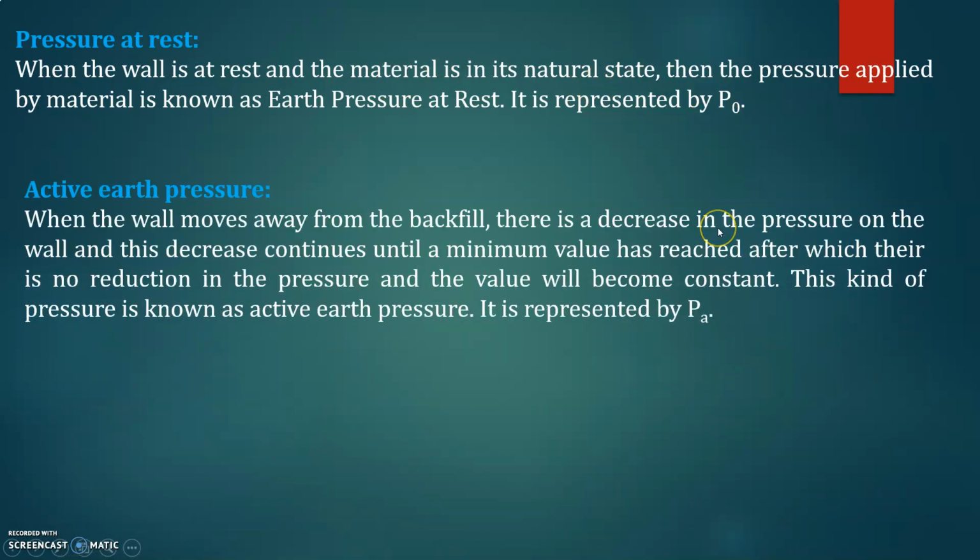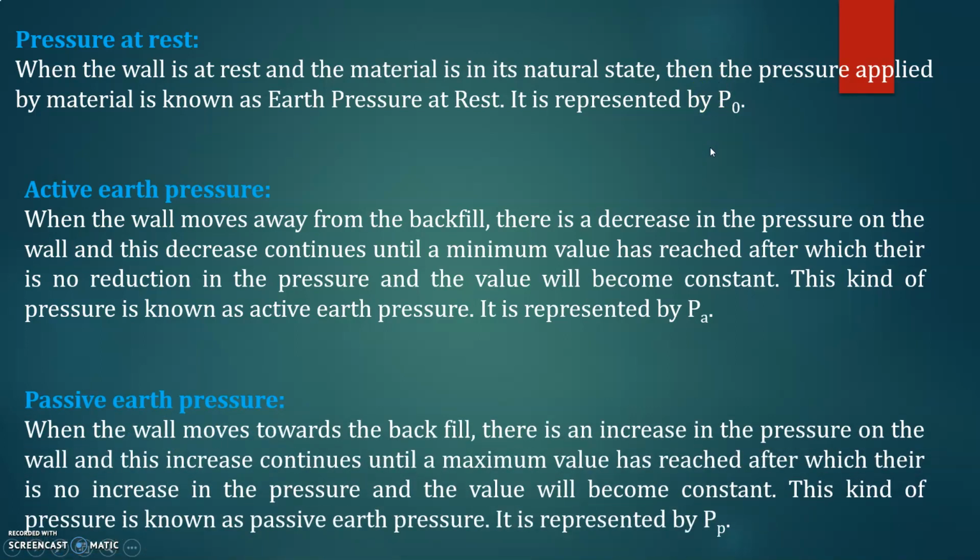Next, active earth pressure. When the wall moves away from the backfill, there is a decrease in the pressure on the wall, and this decrease continues until a minimum value has been reached, after which there is no reduction in the pressure and the value becomes constant. This kind of pressure is known as active earth pressure, and it is represented by PA.